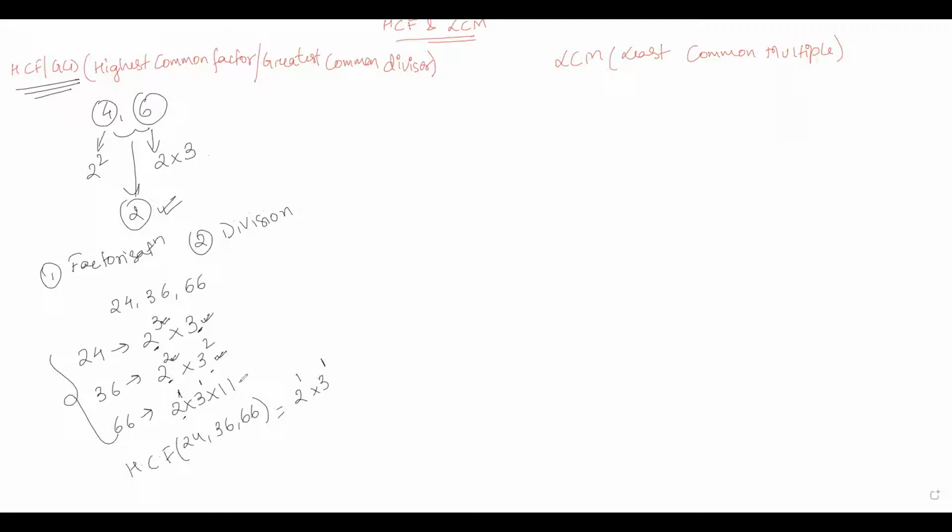Now, if you check here, 11 is present in 66, but it is not present in 36 or 24. So that's why we cannot take 11 as a factor of the HCF of these three numbers. So this would be simply 2 raised to power 1 into 3 raised to power 1, which is nothing but 2 times 3, so that is 6. That is, the HCF of the numbers 24, 36, and 66 is 6. That means the highest number which divides 24, 36, and 66 completely is 6.